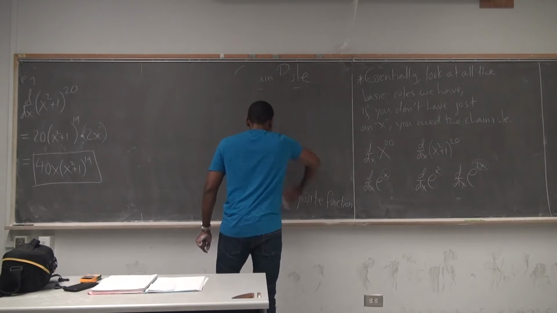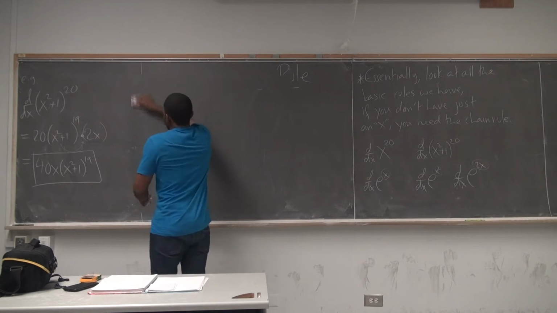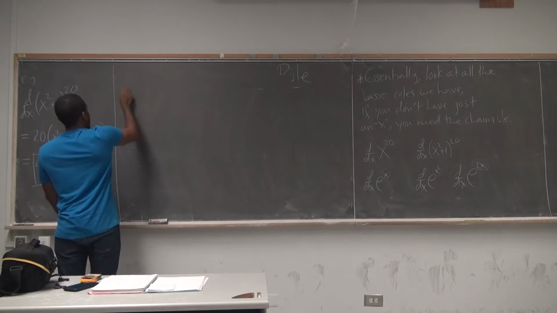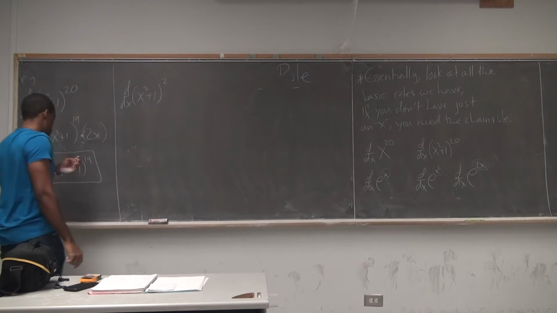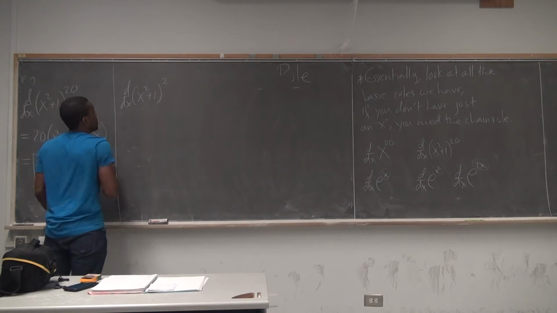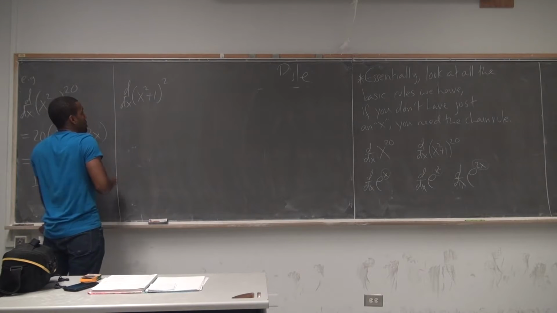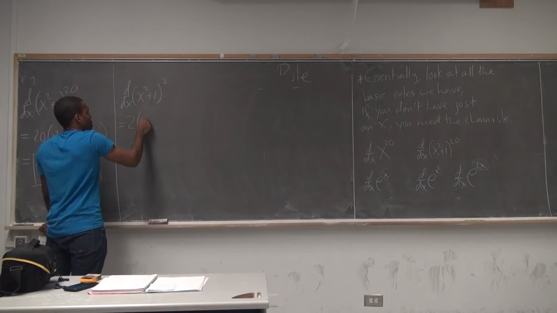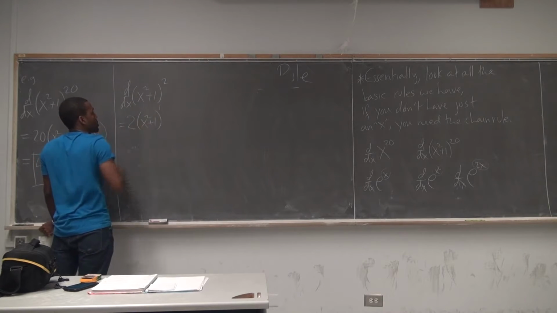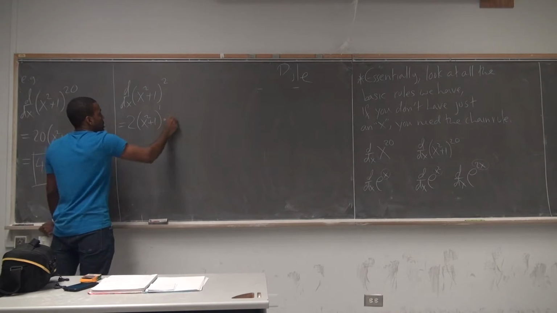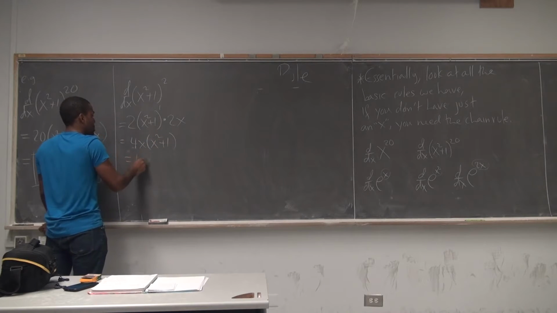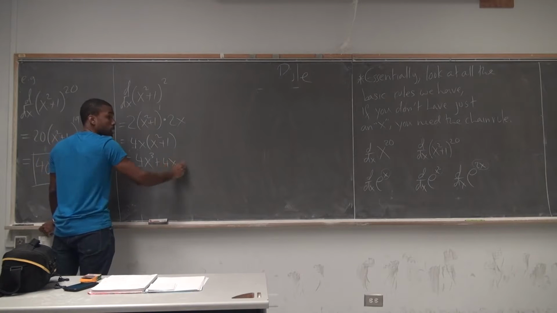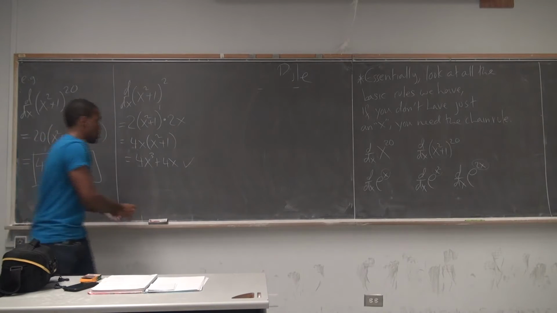Let's do one that we already know the answer for, just to convince ourselves. So this previous example we already knew about. x squared plus 1, squared. Anyway, so the chain rule says you're going to do what? 2, leave the inside alone, times 2x. In other words, that's 4x times x squared plus 1, which is 4x cubed plus 4x, which is exactly what we got last time. So this rule actually works.